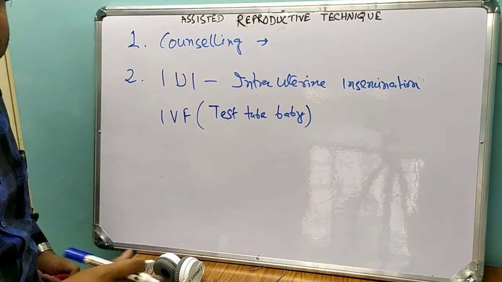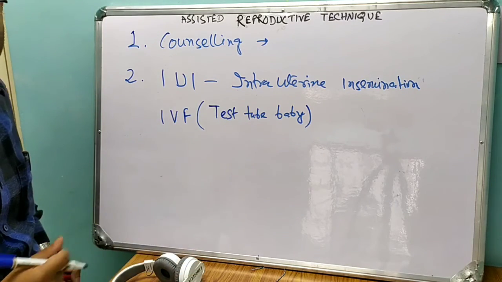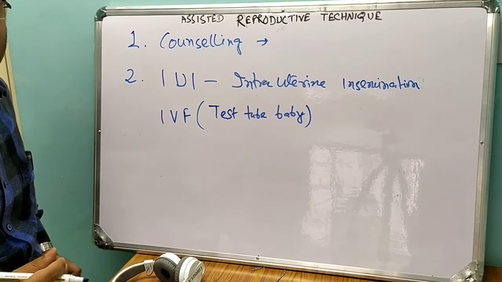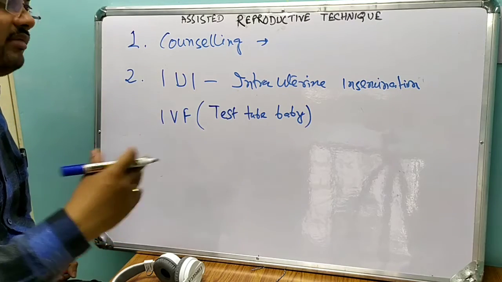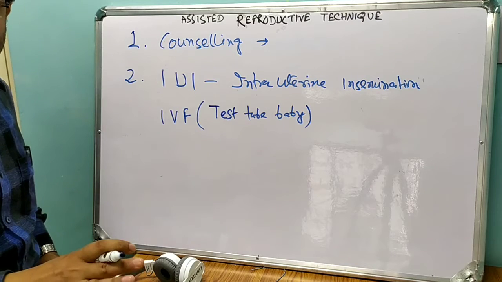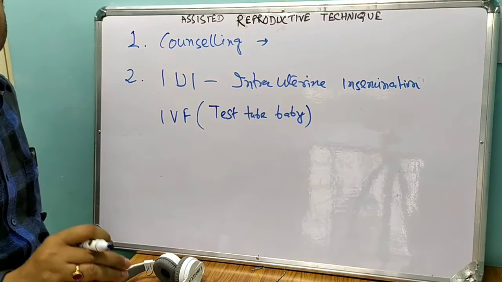Then what we do, we usually implant the embryo either inside the mother or in a donor uterus, that is, a surrogate mother. Whatever it is, we usually transfer that embryo after that. We do not produce a baby in a test tube. We do not produce any kind of fertilization in a test tube.